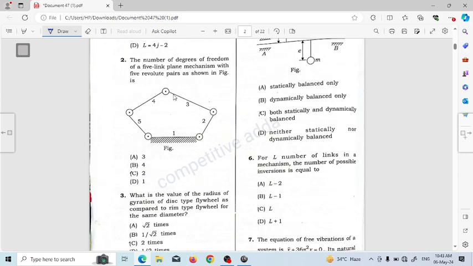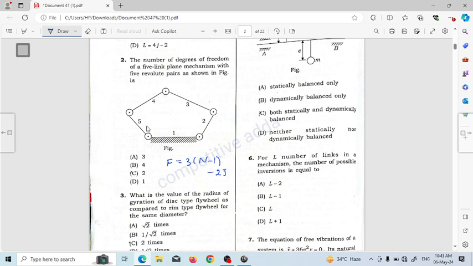Next, the number of degrees of freedom of a 5-link plane mechanism with 5 revolute pairs as shown in the figure. So you have to find the degree of freedom. So the degree of freedom F is equal to 3 into (n minus 1) minus 2j. As there is no higher pair, let's omit the higher pair. So we have to find n, the number of links, and the number of joints.